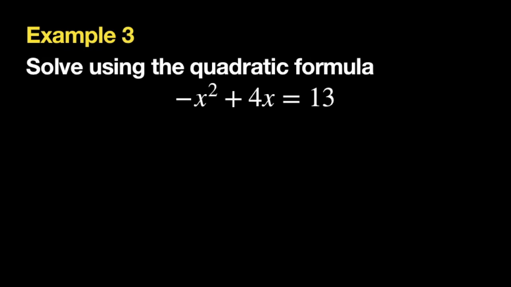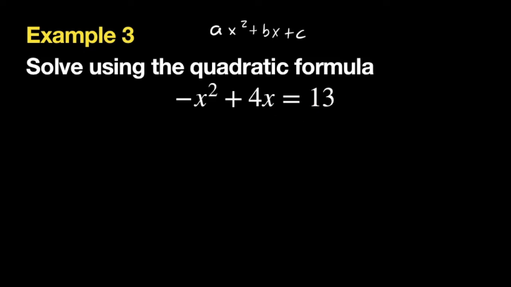Example number 3 is slightly different. If you look at the format, we have negative x to the second power plus 4x, and this is going to be equal to positive 13. Now, we need it in the standard form, and that was ax to the second plus bx plus c. And we don't have it in that format. So what we're going to do is move the 13 to the other side.